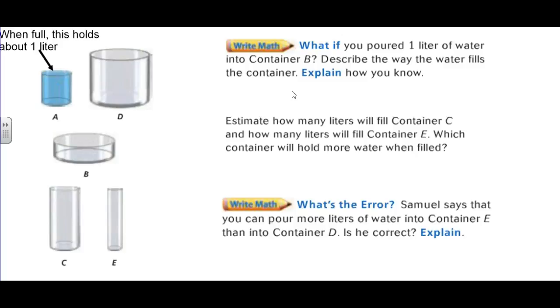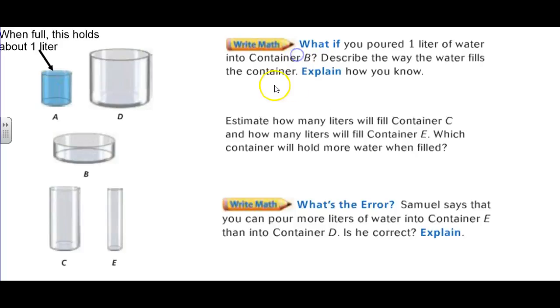So thinking back to what we were working on, would that container hold 1 liter? Would it hold less than 1 liter? Or would it hold more than 1 liter? So under this question on your paper, I know you have some lines to write on. I want you to write, would the container be holding 1 liter, less than 1 liter, or more than 1 liter? So go ahead and write that on the lines underneath that question.